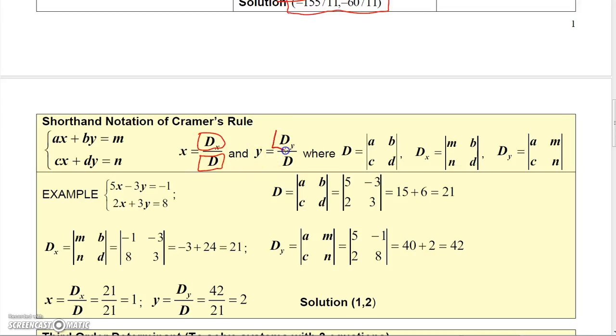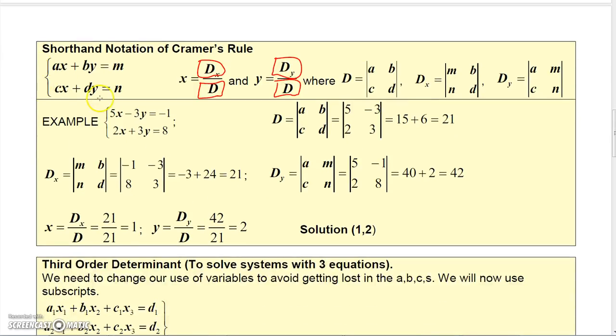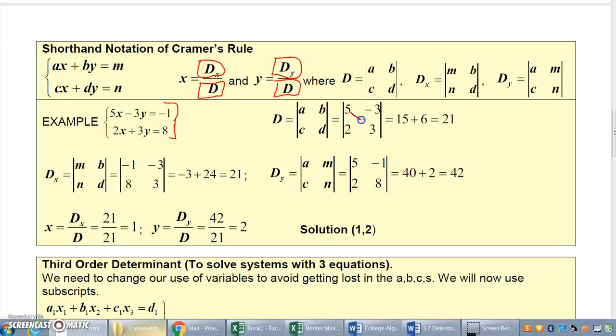And then dy was what I had on the numerator for y, and d is what I had for the denominator of y. So basically I'm doing the same thing. It's just a shorthand notation to write the answer. So if I take this system here and I wanted to solve it, well, we know we're going to need d, the determinant of the coefficients.